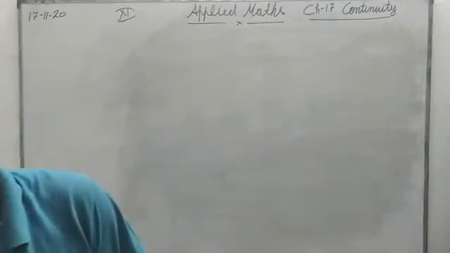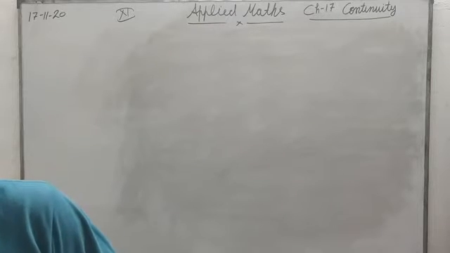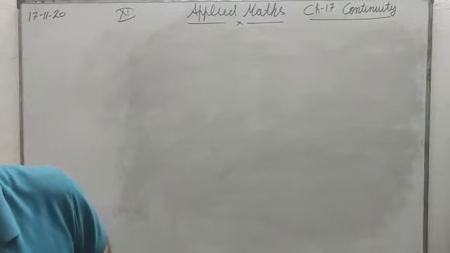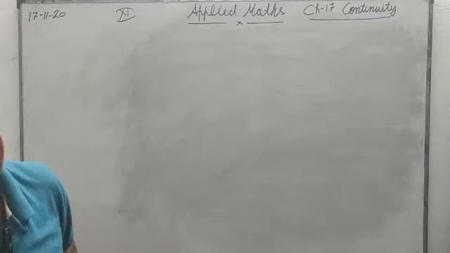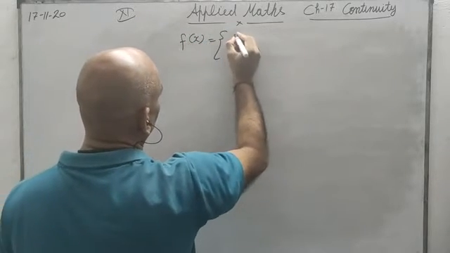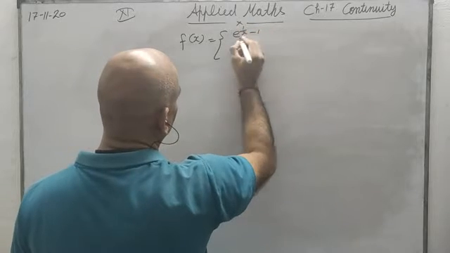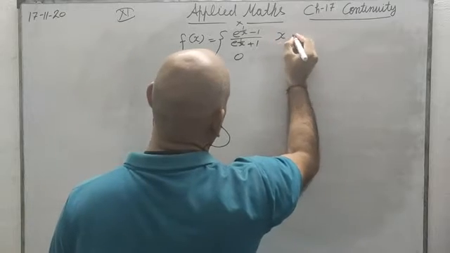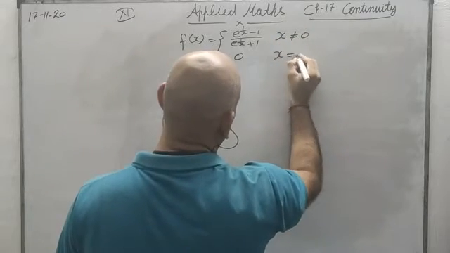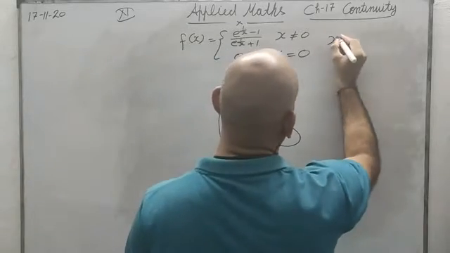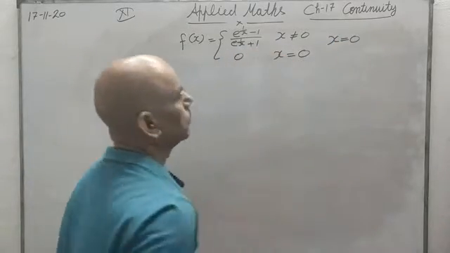Now in question number 2, what he is asking is to show that the function given by this is discontinuous at x equals 0. What is the function? f(x) is equal to e to the power 1 upon x minus 1, over e to the power 1 upon x plus 1, and 0 at x equals 0, for x not equal to 0. So you will have to prove that the function is discontinuous at x equals 0.